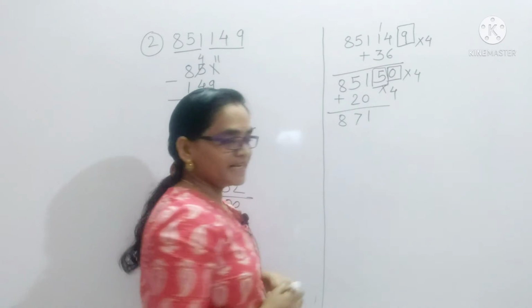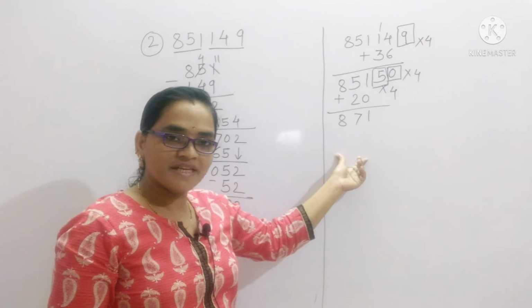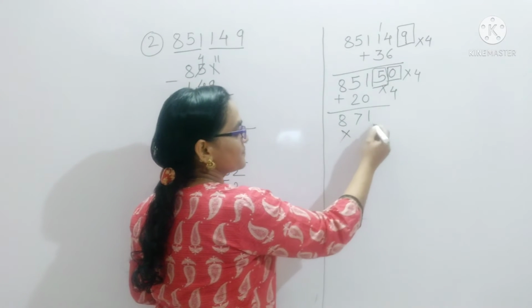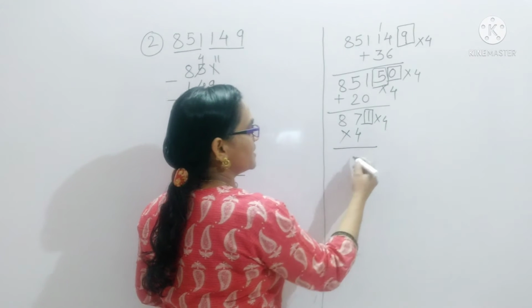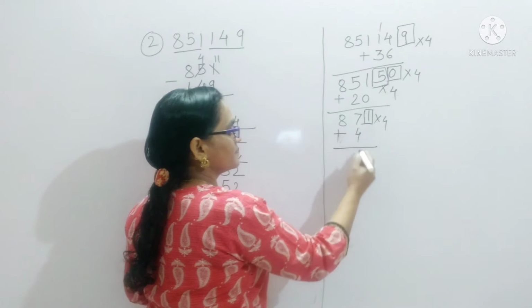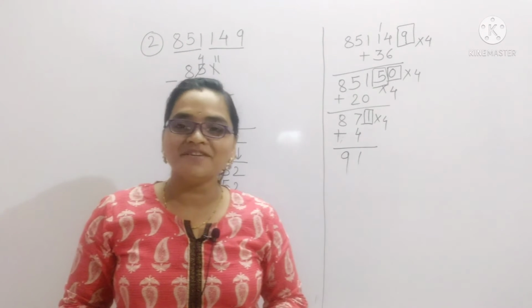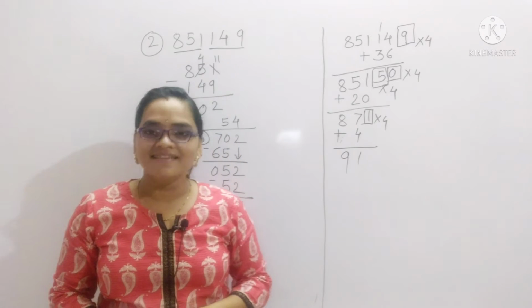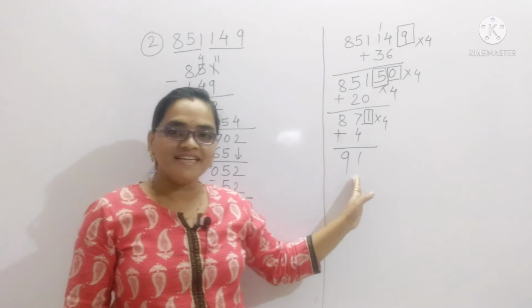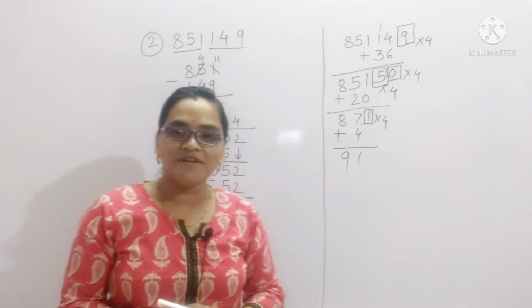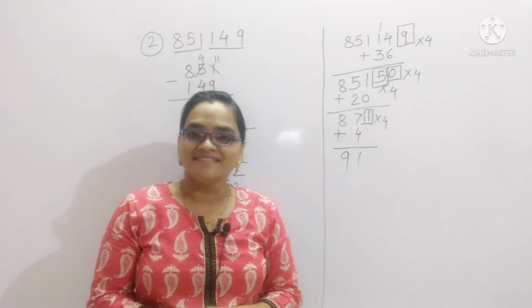Then again 871 means a 3 digit number. You can check here or further you can carry out the next digit. 1 into 4, 4. Add 4 to 87. 91, and 91 is divisible by 13. Yes, 13 7s are 91. 91 is divisible by 13. So the given number 8,51,149 is also divisible by 13.